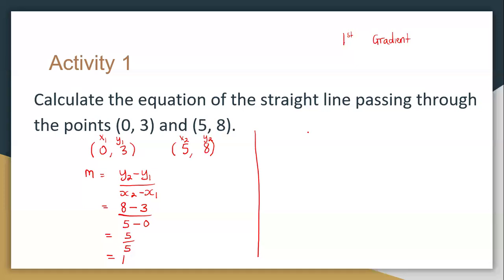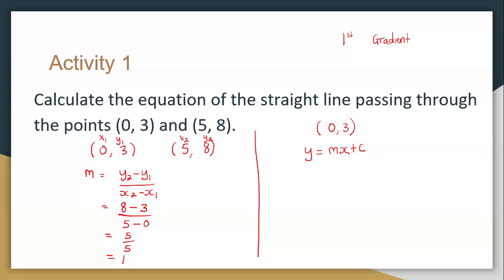So we've gotten our gradient as 1. So we are going to take one of our points. Which one are you taking? 0, 3. Good. Yes, so we're going to go back to our other method of y is equivalent to gradient times x plus c.